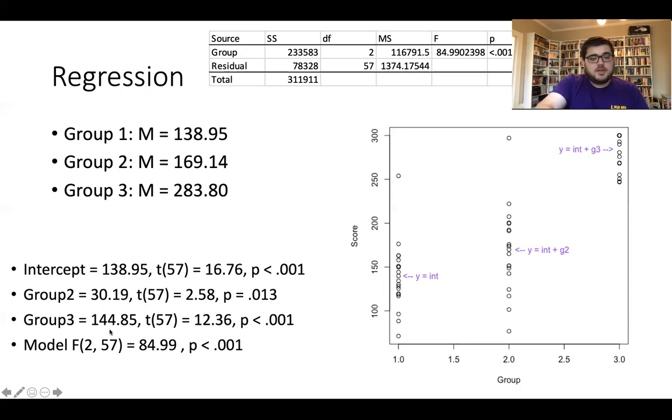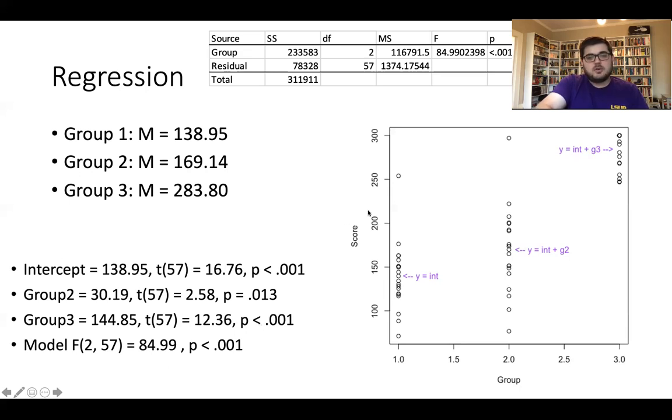And group 3 is just the difference between the baseline group, group 1, and group 3. And the fact that it's statistically significant tells you that if you were to do a t-test comparing group 1 versus group 3, this difference of 144.85 between the two groups would be statistically significant.